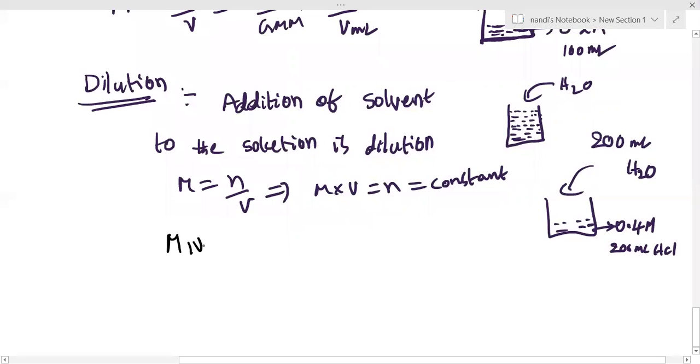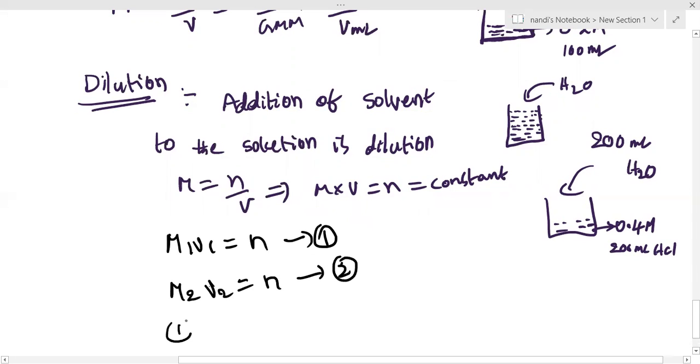So M1 V1 equal to n. This is constant. Assume that equation 1. And after dilution, by adding solvent, concentration is going to change. I'm assuming M2. And the volume is also going to change because we're adding water, so the solvent volume also changes, V2, equal to n. This is equation 2. So both are the same.